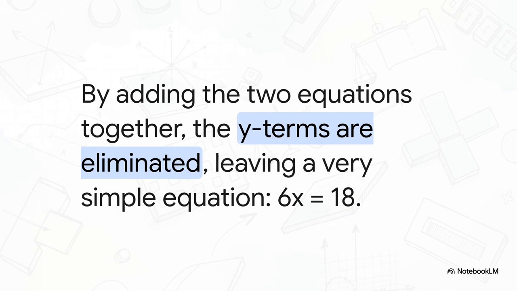We can just add these two equations together straight down. 2x plus 4x gives us 6x. The positive 3y and negative 3y cancel out to 0. Eliminated. And on the other side, 12 plus 6 is 18. And just like that, we have a super simple equation, 6x equals 18.